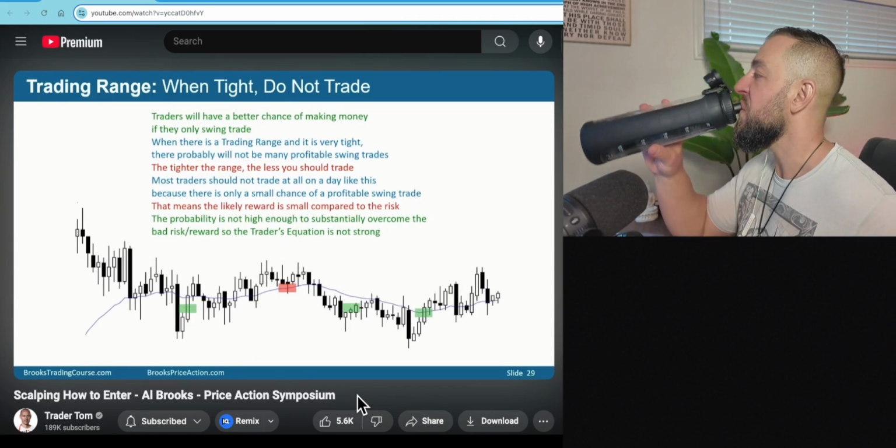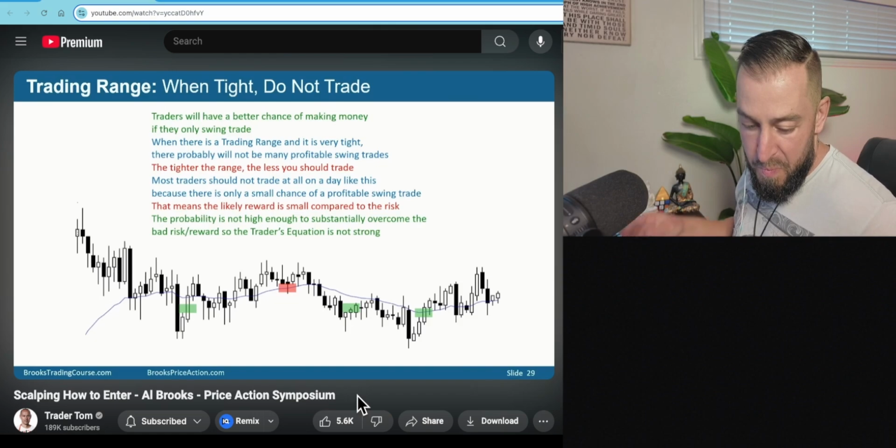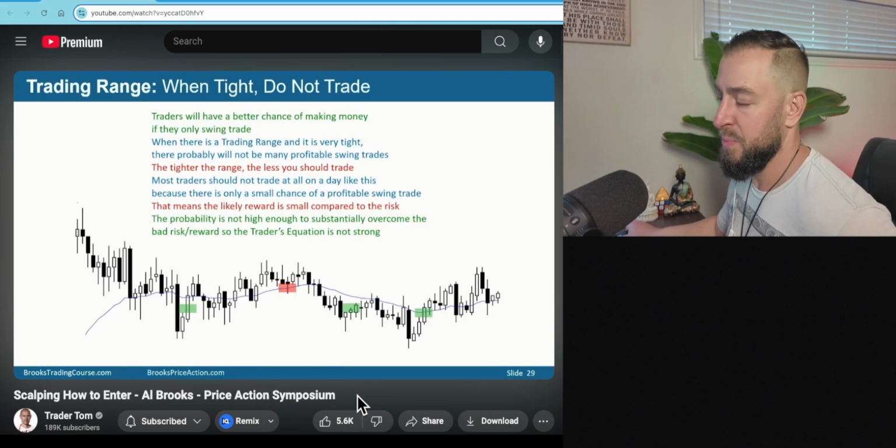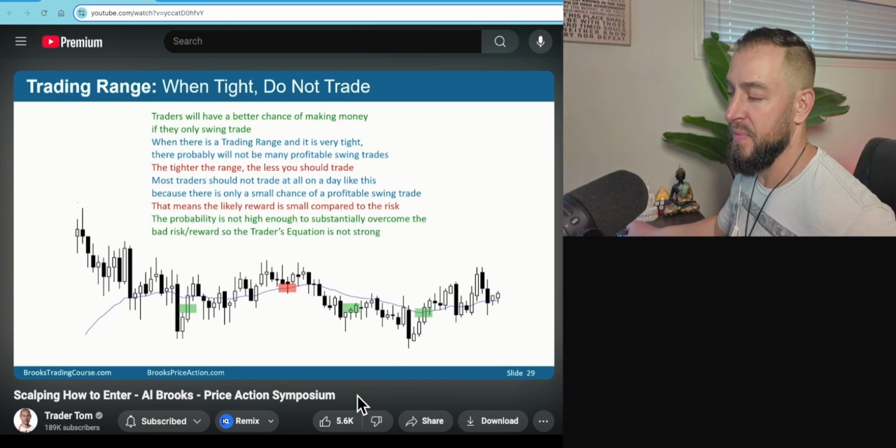You'll have a better chance of making money if you swing trade. And if there's a trading range and it's very tight like this, reversing every few bars, there are not going to be many profitable swing trades. The tighter the range, the less you should trade. And most traders should not trade at all on a day like this because there's very little chance of making a swing profit. The reward is small compared to the risk. The probability is not high enough to overcome the bad risk reward.